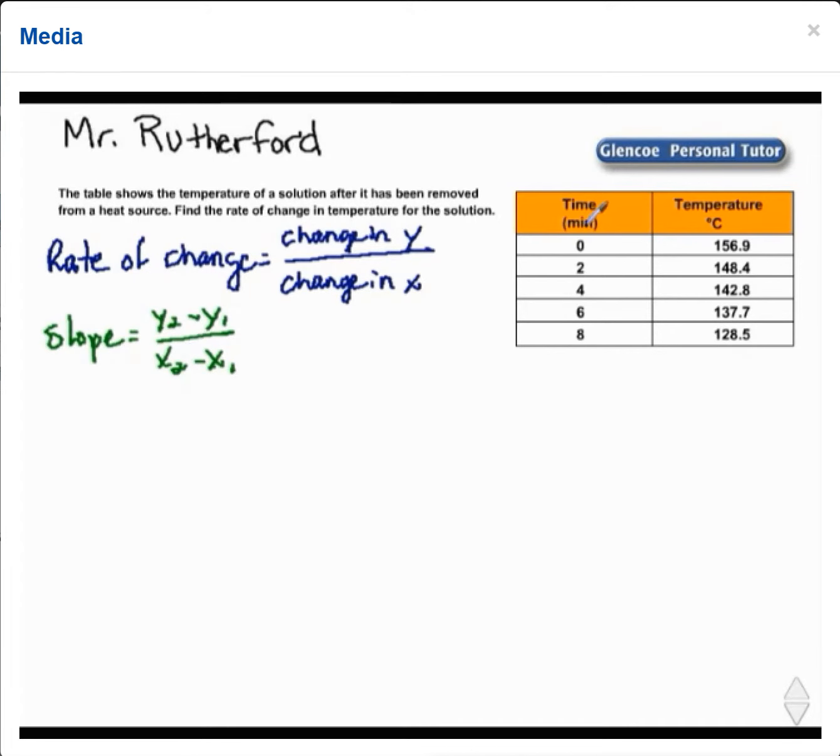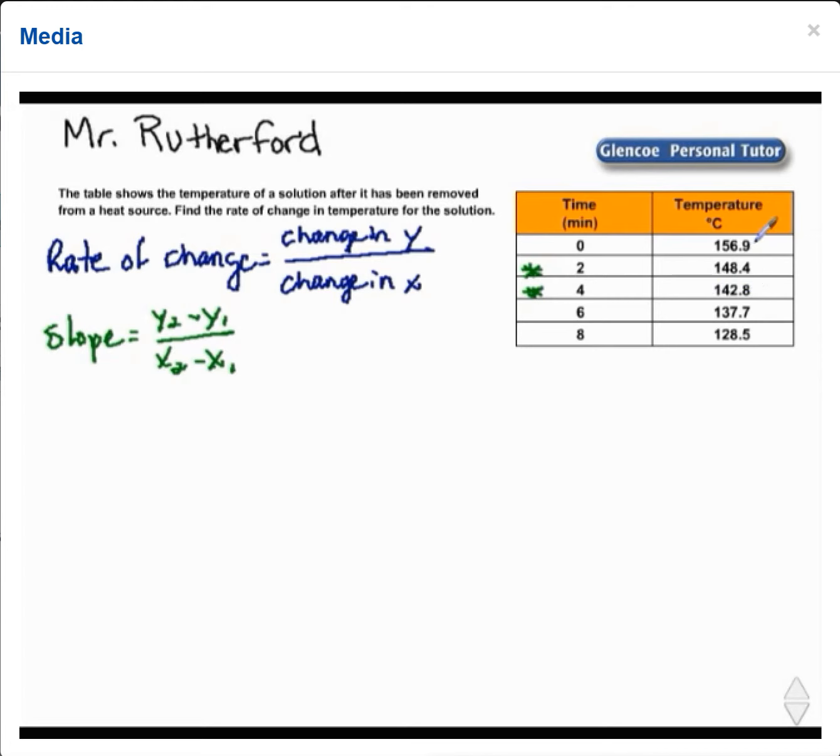Notice in the table we have time 0, 2, 4, 6, and 8 minutes. And here we have temperature 156.9 through 128.5 degrees Celsius. So each of these constitutes an ordered pair. So we need to choose two of these. Let's choose the 2, 148.4 and the 4, 142.8.